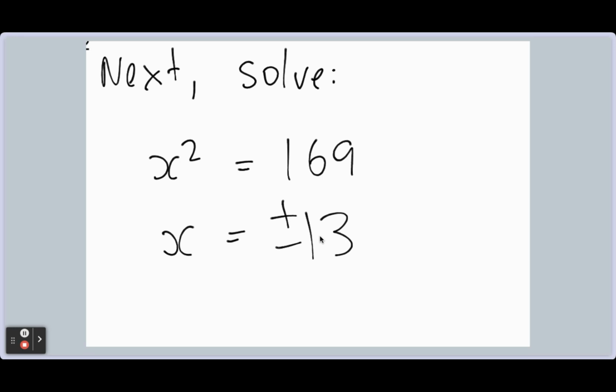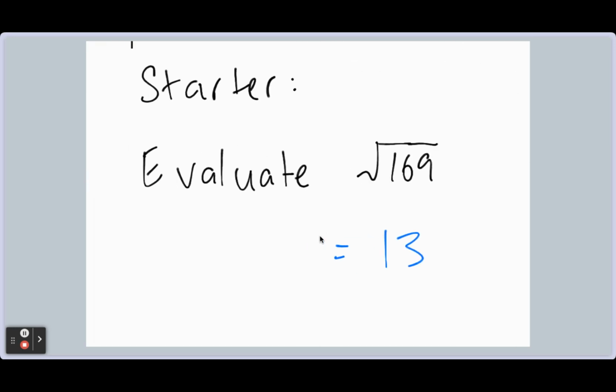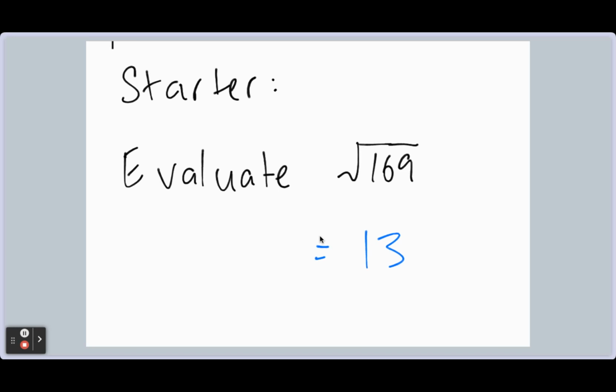The difference is, on the left-hand side here, I'm asking you to evaluate the square root of 169. The square root of a number is always given as a positive number. The square root of 169 is 13. Square root of 25 is 5. It's not plus or minus 5, it's 5.